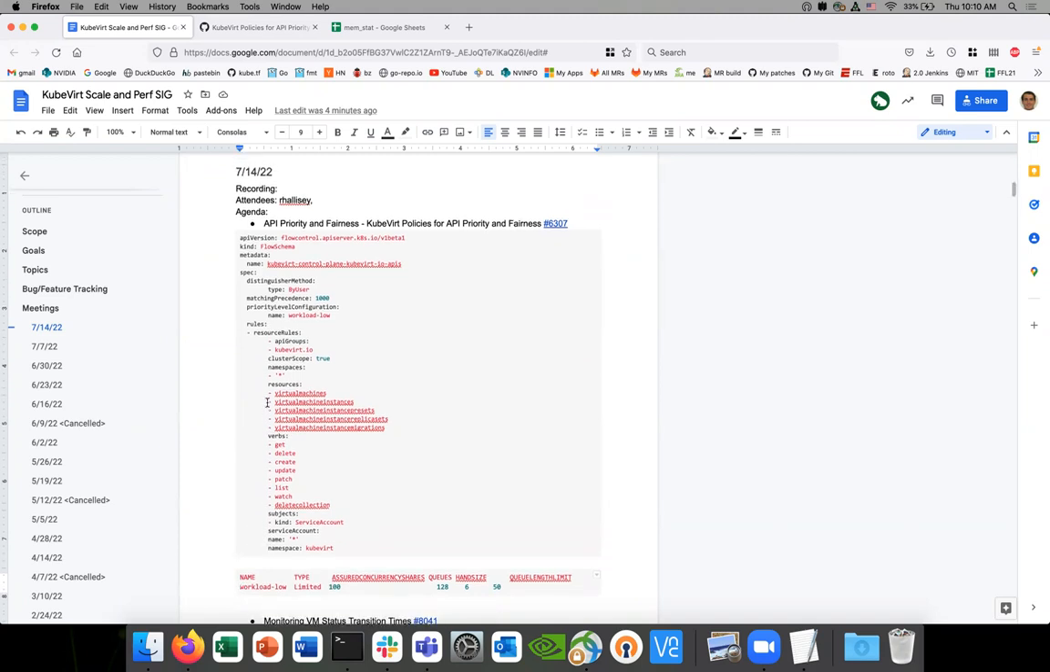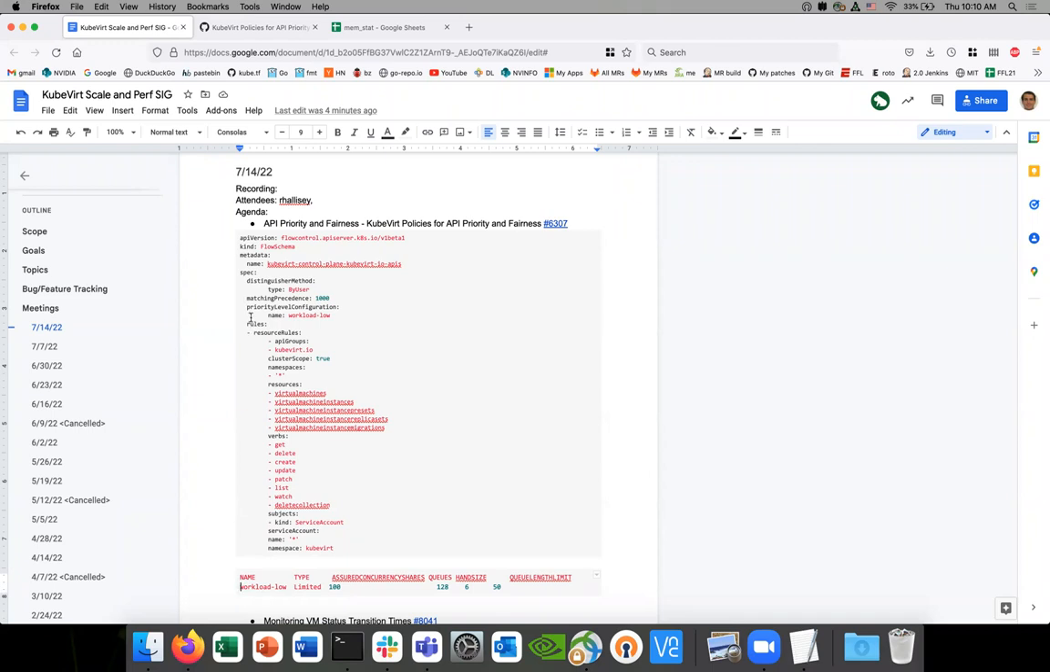But in terms of what we saw in results, it was very promising. In the cases that we've observed high amounts of pressure on the API server by some other application, we would still see that KubeVirt's requests were able to get through, and the number of rejections from the API server was small.